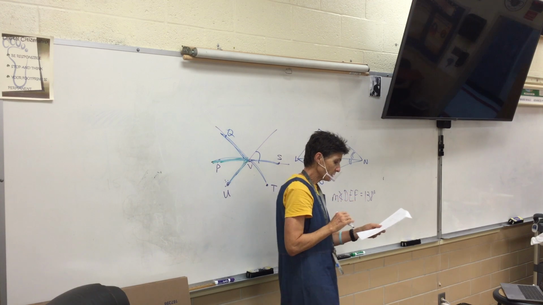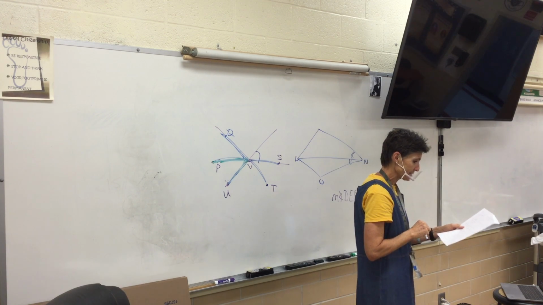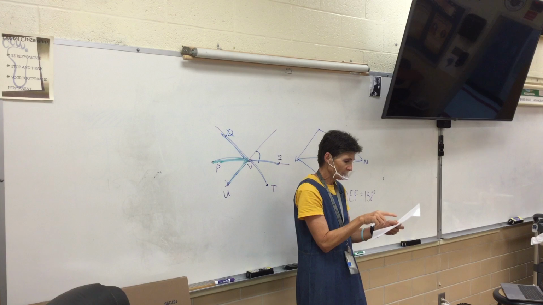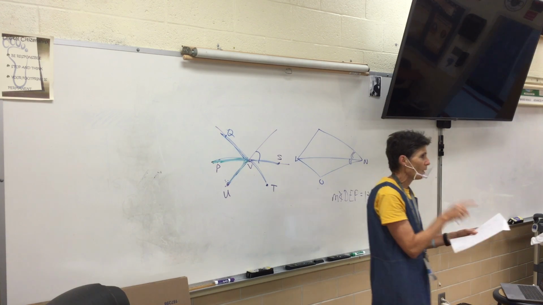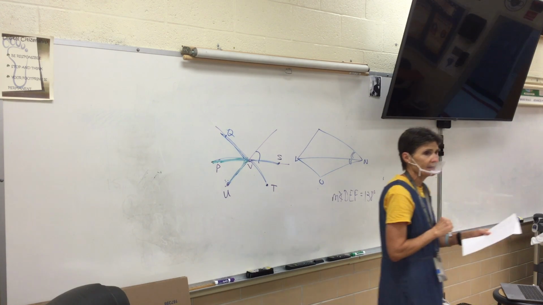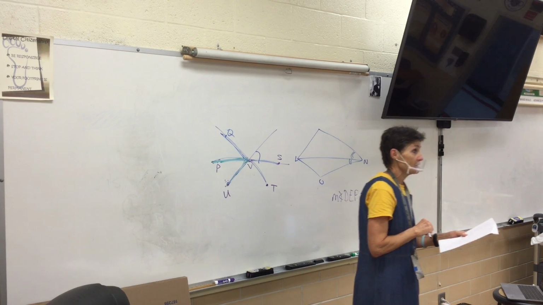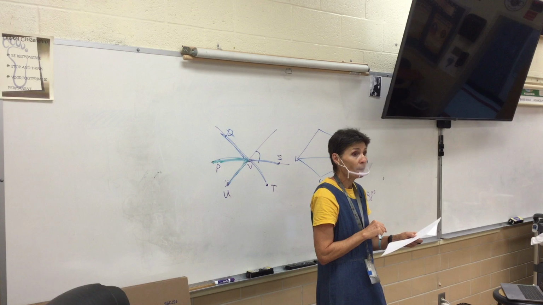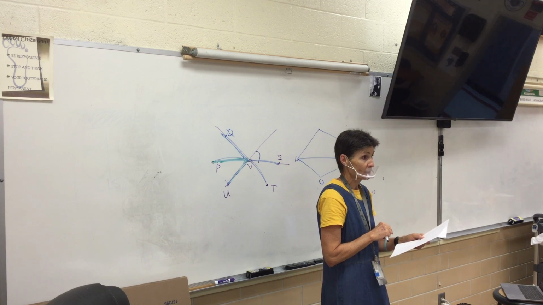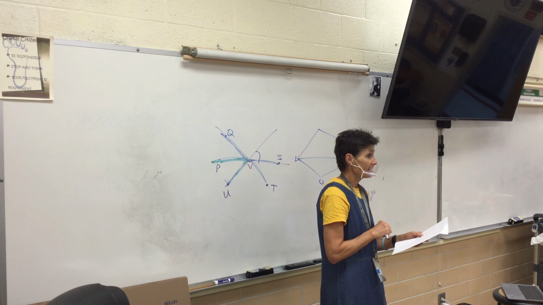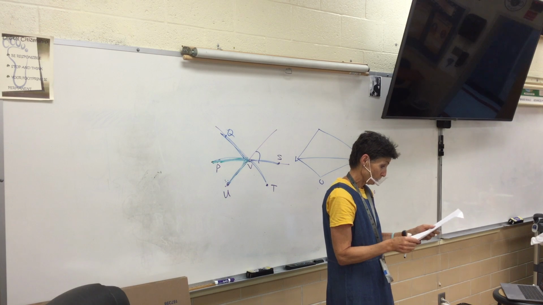Okay, got 2 angles. One of them's 30 and one of them's 60. Which vocabulary word is appropriate if one is 30 and one is 60? Complementary. Because what does complementary mean? Add up to 90. Perfect.